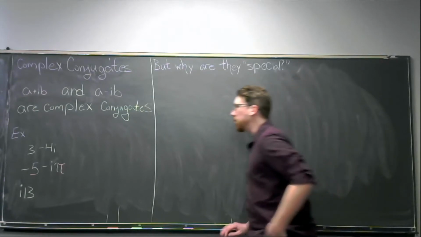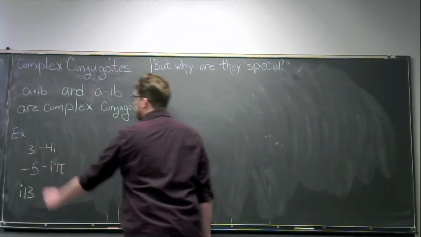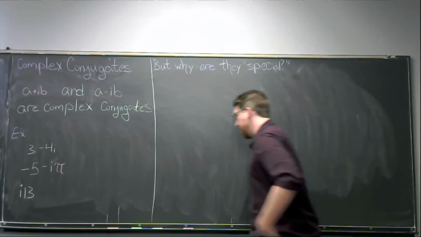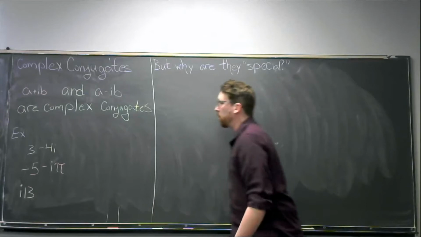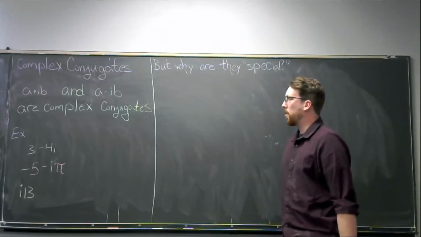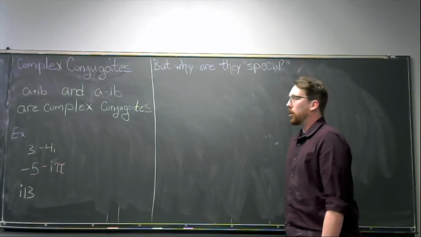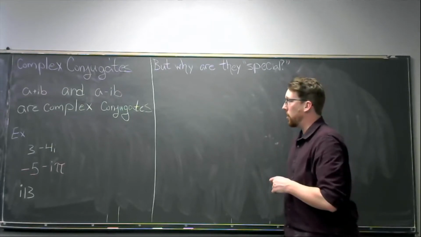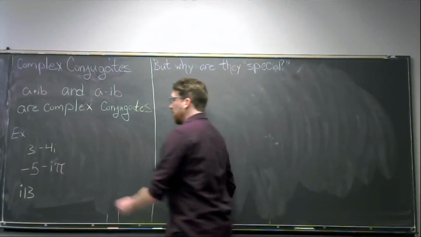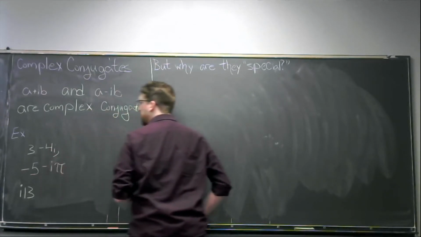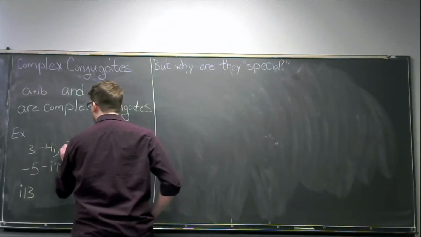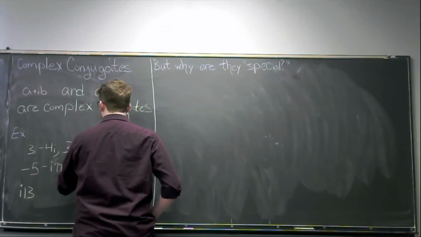So as an example, let's look at these here. We've got 3 minus 4i. Well, the complex conjugate, I just said, you just flip the sign on the imaginary part. So the complex conjugate of 3 minus 4i is 3 plus 4i.